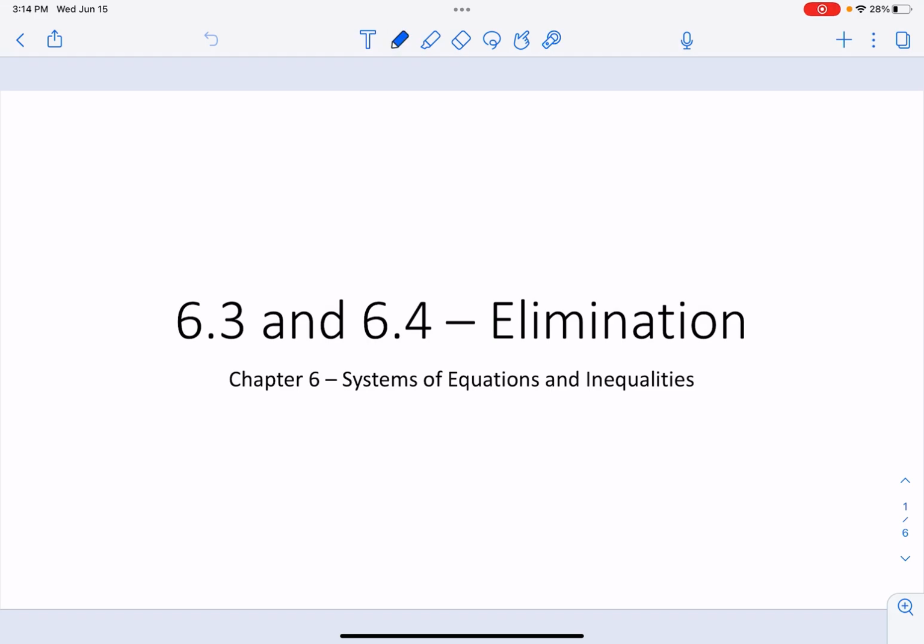In this video, we're going to be solving systems of equations by elimination. Now, in the Algebra 1 textbook, I've combined two sections into one because I'm really recording these for the summer school classes. If I were to use these for my regular Algebra 1 class, we'll just do a lot more practice with this.